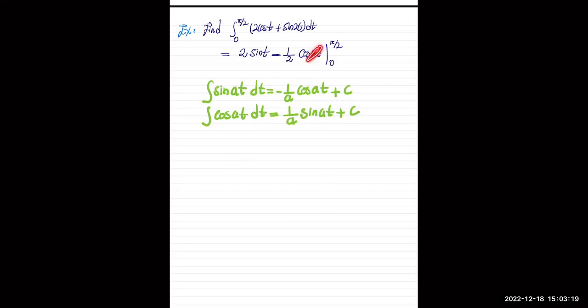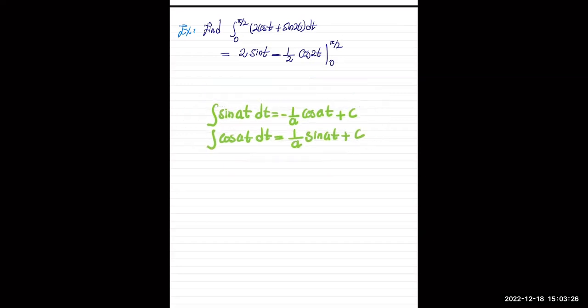Again, that's what we did too. You do 1/2. Let the integral go now from 0 to pi/2. Plug pi/2 in. We get 2 sine pi/2 minus 1/2 cosine of pi, since 2 times pi/2 is pi. All of that minus plug 0 in. 2 sine 0 minus half cosine 0.